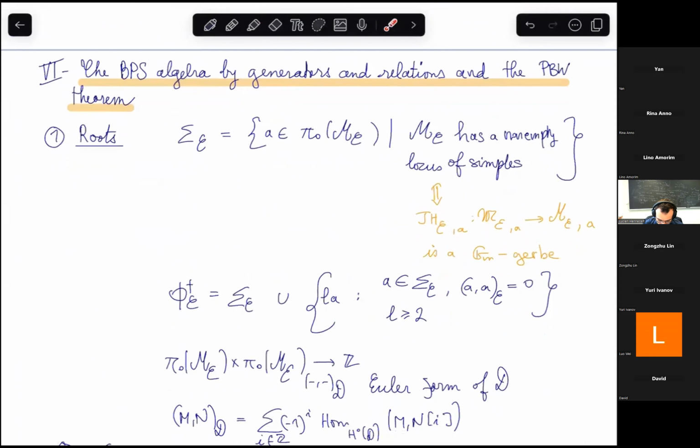Okay, so let's start from the beginning and define some set sigma C, which is the set of connected components of the good moduli space having a non-empty locus of simple objects, which means that the automorphism group of a simple object is G_m, the multiplicative group. So this condition is equivalent to saying that the Jordan-Hölder map over the corresponding connected component is a G_m-gerbe.